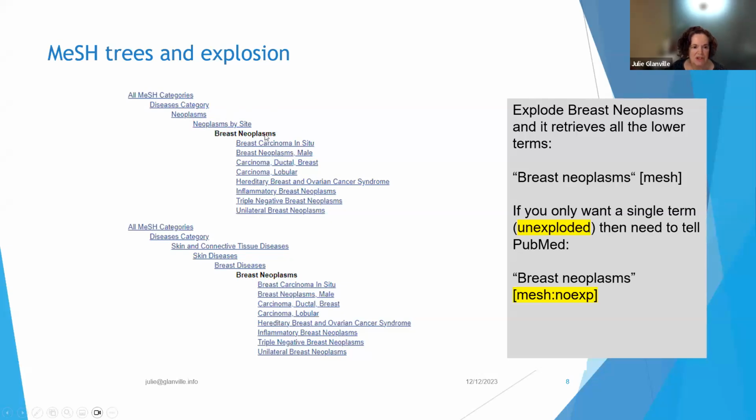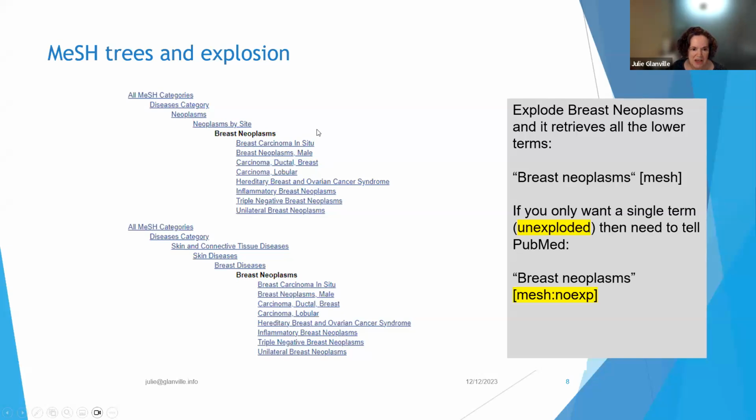If I search on breast neoplasms in PubMed, unless I turn it off, it will automatically explode, and what that means is it will search not only from this term, but it will search for all these more specific terms. So an exploded heading saves you time. It means you don't have to type in all of these headings or select all of these headings.